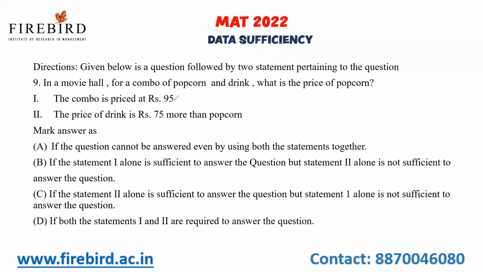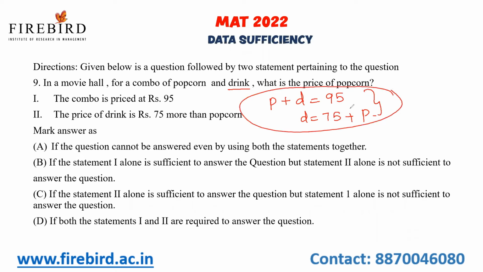See, in a movie hall for a combo of popcorn and drink, what is the price of popcorn? The combo, popcorn and drink, costs 95. And the price of drink is 75 more than the popcorn. So if you solve these 2 equations, you can easily find out the price of popcorn, right? So both the statements are required to answer the question. Option D is your answer.